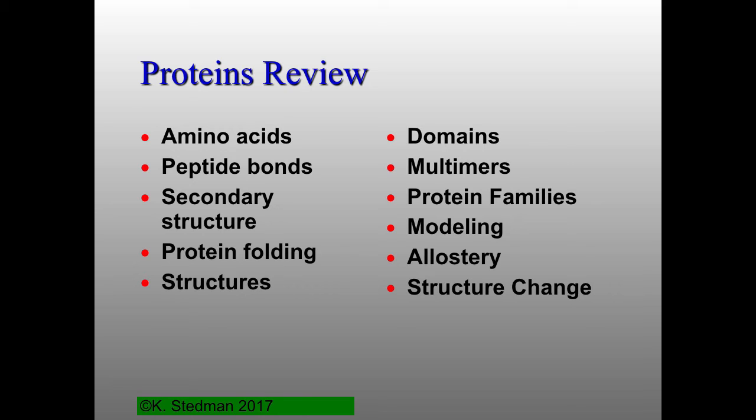Protein families, nice review down with ubiquitin there. These are similar sequences. We can have similar structures, similar functions. Usually they evolve through gene duplication, either within an organism, which is going to give you paralogs, or through speciation, which gives you orthologs. And we talked about allosteric and structural change.